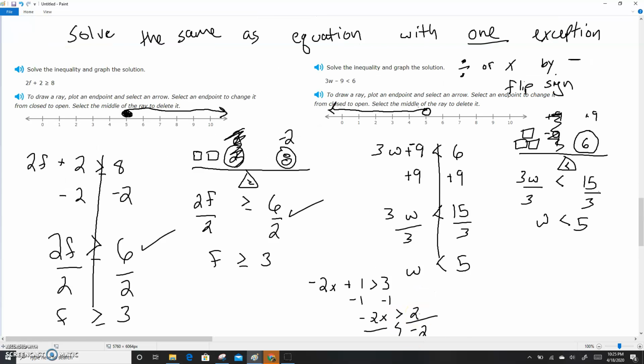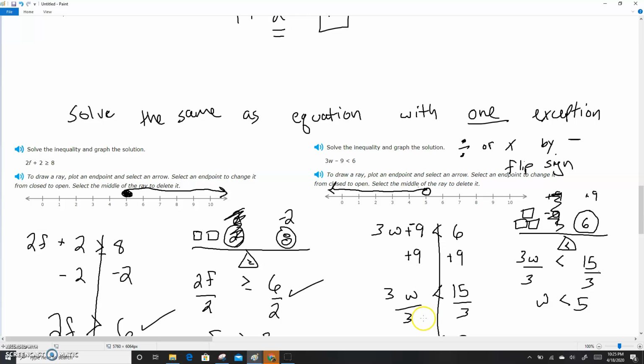Remember this rule. You're solving the same as equations, but with that one exception. If you're dividing or multiplying by a negative, you flip the sign.